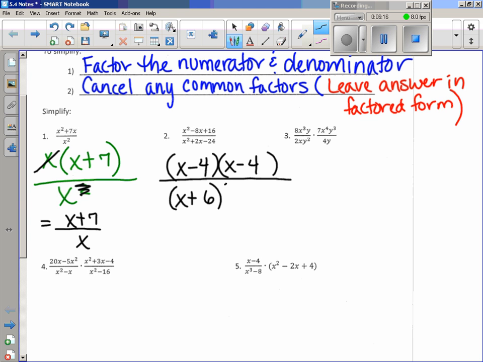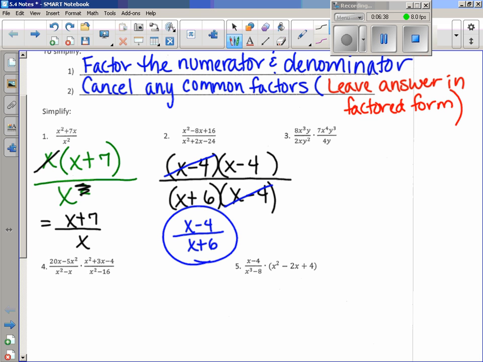X plus 6 times x minus 4. And then we do have an x minus 4 that can cancel. So then my final answer is just x minus 4 over x plus 6. That's it. Okay, go ahead and go to the next one.